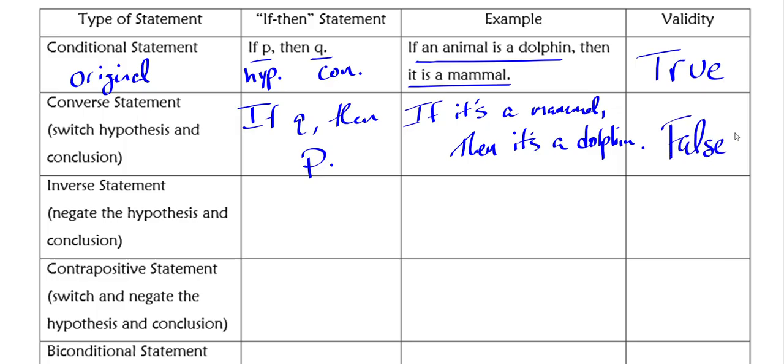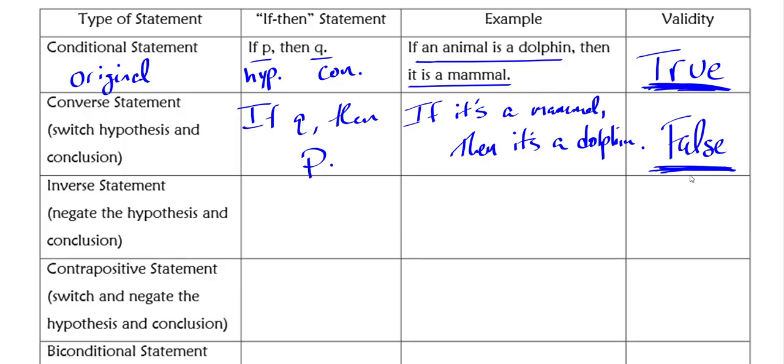So this is important, that the conditional statement could be true or false, but these don't have the same logical equivalency. If this is true, this does not have to be true. The converse doesn't always go with the conditional statement. They're not linked together in their validity.